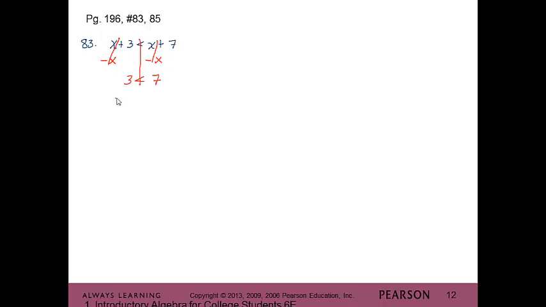Now 3 less than 7, that is a true statement. Therefore, your answer is infinitely many solutions. And you can write it as an interval as negative infinity, comma, infinity. This means it includes the entire real line. So for any x that you pick, if you plug it back into your inequality, you'll always end up with a true sentence.